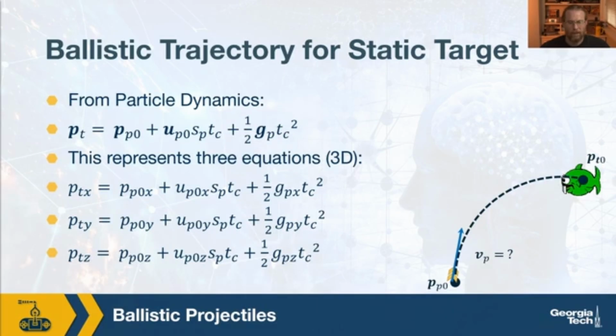So from particle dynamics, we have seen before that you can figure out the future position of a particle based on the amount of time elapsed. If you know the initial position and the velocity, it'd be original position plus velocity times time plus 1/2 acceleration times t squared. Our acceleration is gravity. The gravity vector will probably just have the y component of the 3D vector be negative 9.8 meters per second squared, or it could be other values as well.